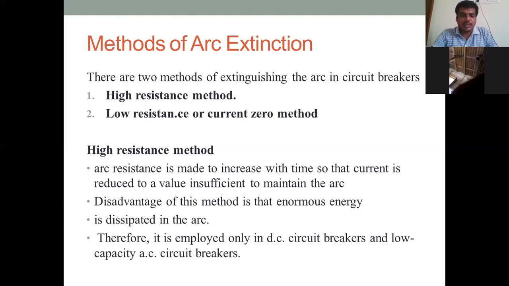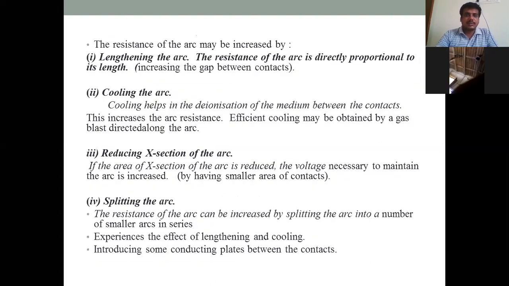Okay. But the disadvantage of this method is that an enormous amount of energy will be dissipated in the arc. You know the I squared R loss: when the resistance is more, automatically more energy will be wasted. So this type will not be applicable in the case of AC circuits. It will be possible only in the case of DC circuit breakers.